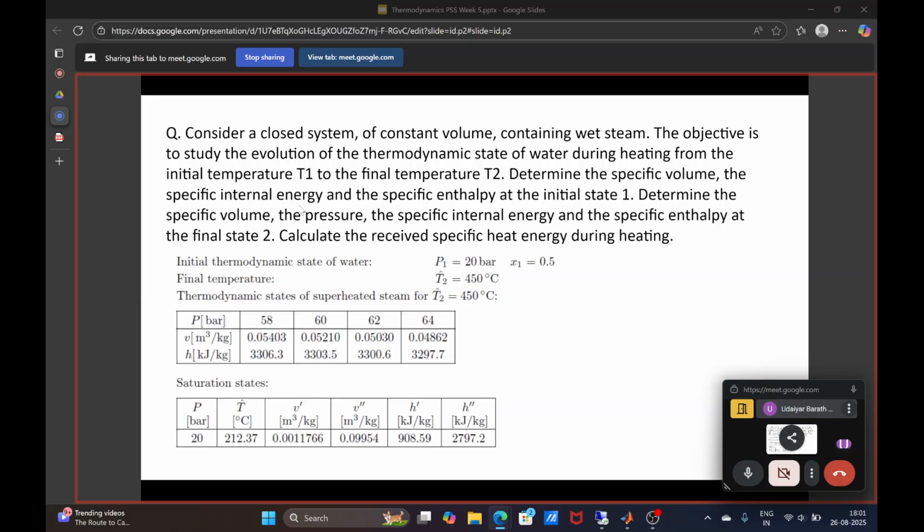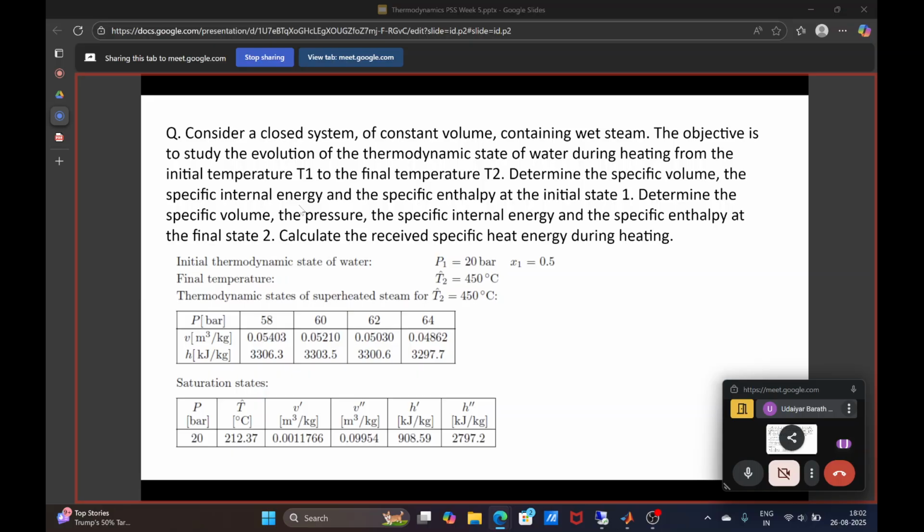Starting with the first question: consider a closed system of constant volume containing wet steam. The objective is to study the evolution of the thermodynamic state of water during heating from the initial temperature T1 to the final temperature T2. Determine the specific volume, the specific internal energy, and the specific enthalpy of the initial state 1. Determine the specific volume, the pressure, the specific internal energy, and the specific enthalpy at the final state 2. Then calculate the specific heat energy received during heating. So these are being asked.